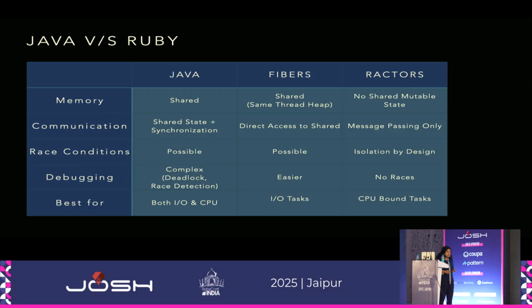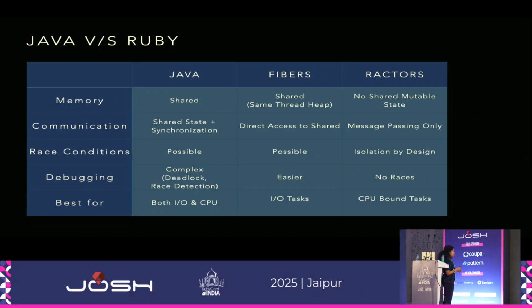So I think this was the conclusion, and I was trying to understand how this differs from Java. This is my take on how Java compares to Ruby with respect to concurrency and parallelism. What I've understood is that in Java, you have a shared memory system where you can manage state in shared memory and use synchronization, which could be blocking or non-blocking. But race conditions are possible, because your code needs to be correct.